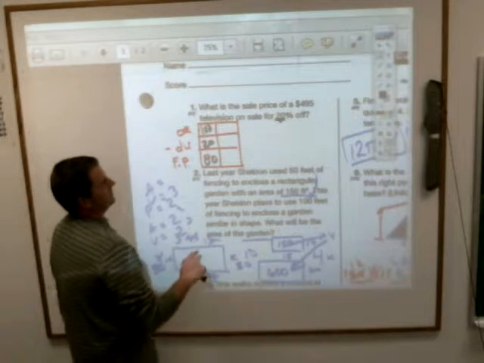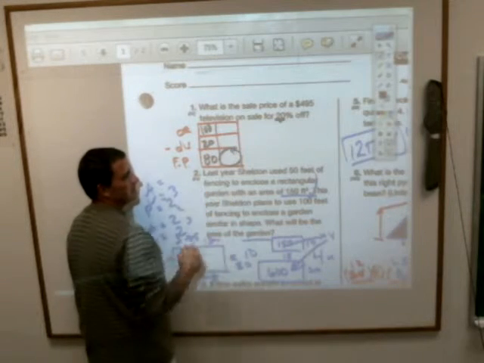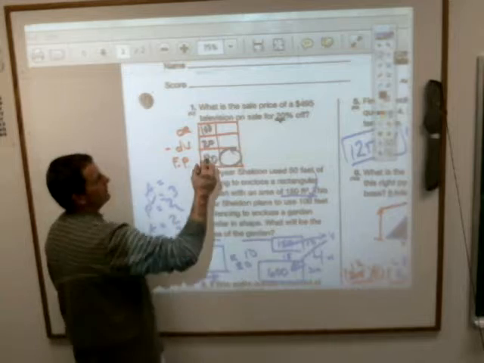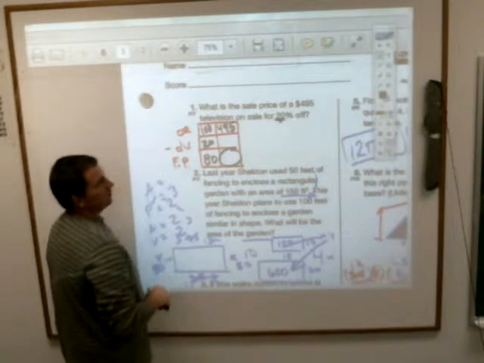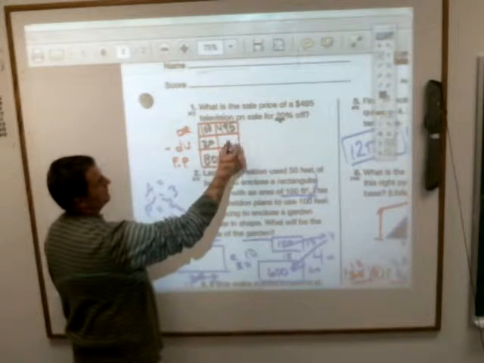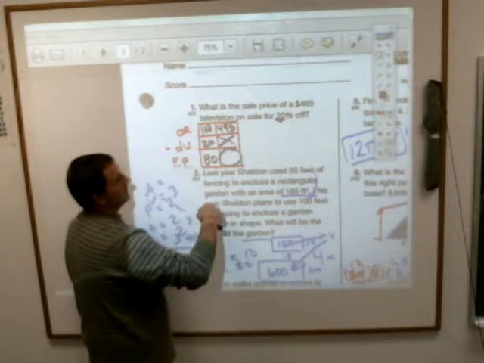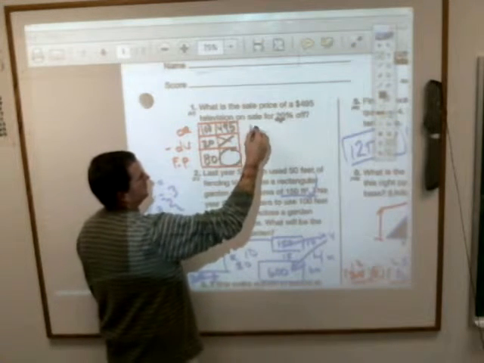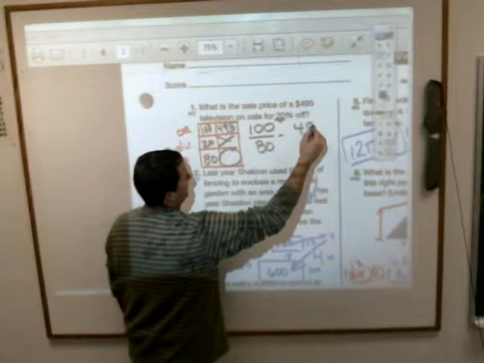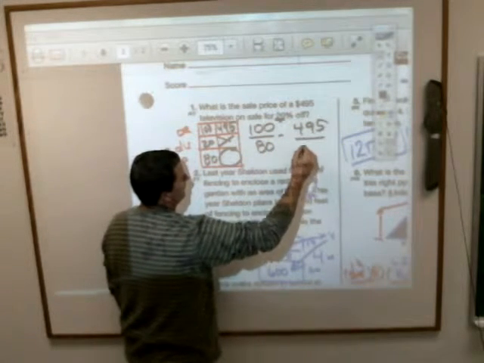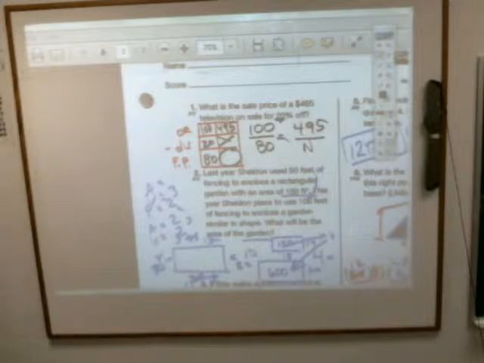Now, what is the sale price? They're asking me the sale price, and that is the final price. That's what they're asking for, of a $495 television. We don't really need to know this. I mean, this is kind of immaterial because it's not part of the problem. We do need to know it to figure out the 80. So your proportion, your fraction, your ratio is 100 over 80 equals 495 over what number? So you just need to solve that.